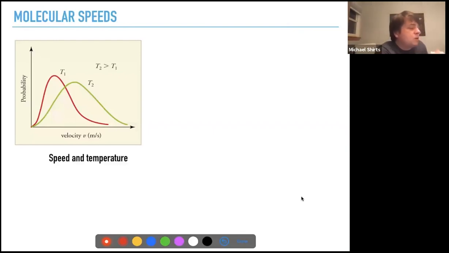So when we look at the temperature, the individual molecules have this distribution of velocity, but the average is well-defined. And as you go to higher temperatures, you get a distribution that is shifted higher and has a larger average. So that's what you get within a single gas.